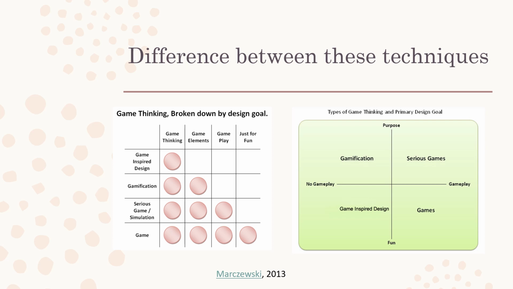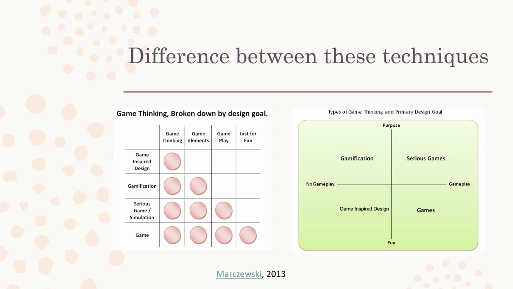Look at this diagram. Let me explain this diagram from below to top. As you can see, we have four main elements in the normal games: game thinking, game elements, gameplay, and the purpose is just for fun. But in serious games, the purpose is not for fun. They are designed for learning.